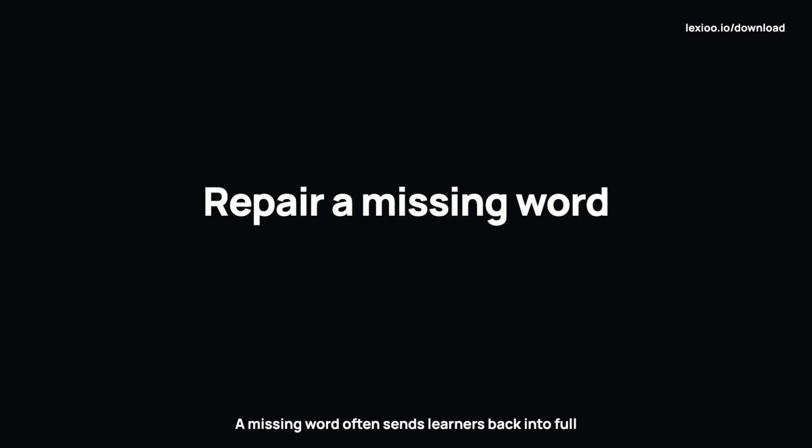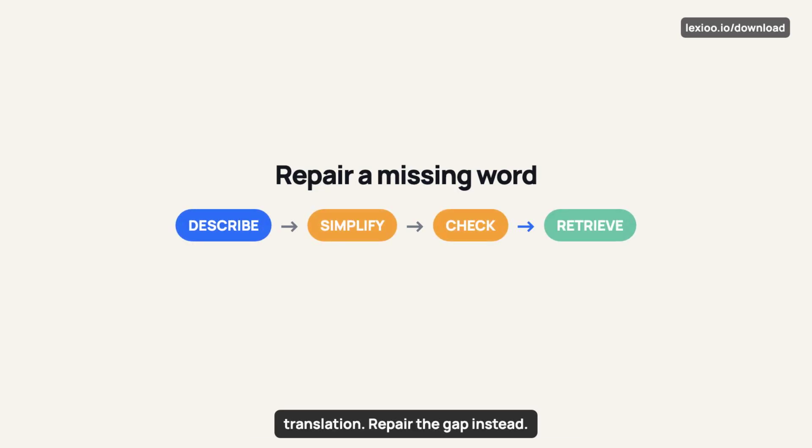A missing word often sends learners back into full translation. Repair the gap instead. Use 4 moves. Describe around it, choose a simpler word, check the right tool, and retrieve the whole phrase again.